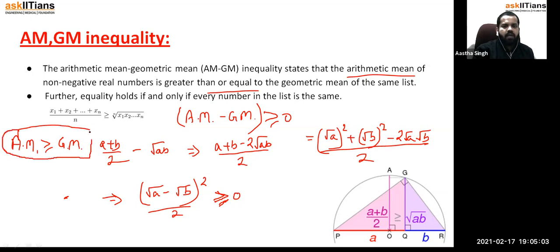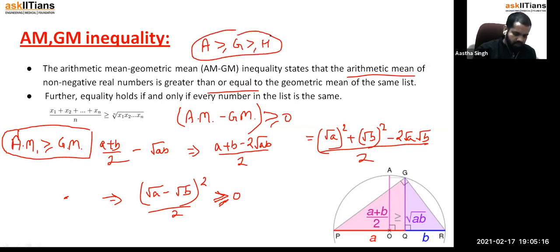Always remember that AM is greater than or equal to GM. I'm just writing all three: your AM will be greater than or equal to GM, which will be greater than or equal to HM. This is the relation between all these things, right? AM is greater than or equal to GM is greater than or equal to HM. Also, the relationship between G, A, and H is G square equals AH, right? So just remember these terms: in case of inequality, AM is greater than or equal to GM is greater than or equal to HM, right? So, what is the written there?